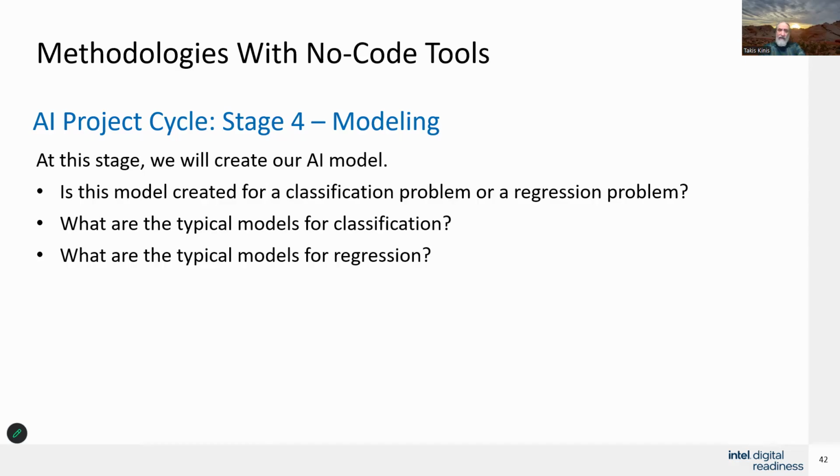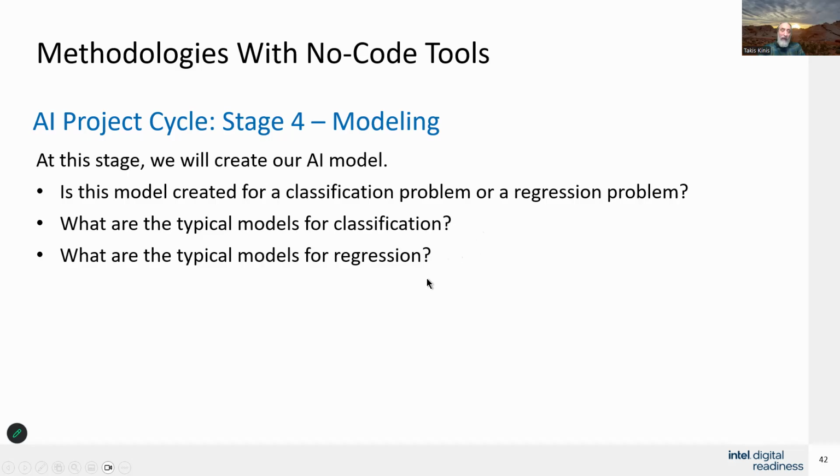Next, we get into the modeling phase, right? And then we ask that question again. Is the model created for a classification problem or a regression problem? Right, very typical because these are the two main algorithm types that we use for machine learning, which train our models, by the way. And then the question is asked, what are typical models for classification? What are typical models for regression?